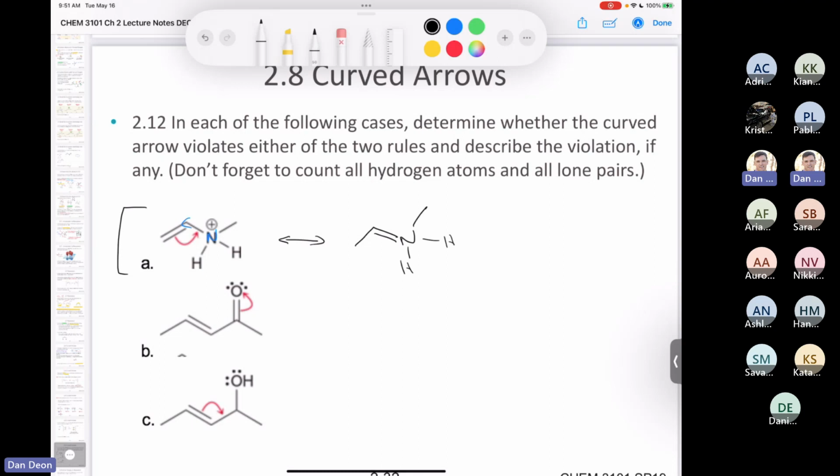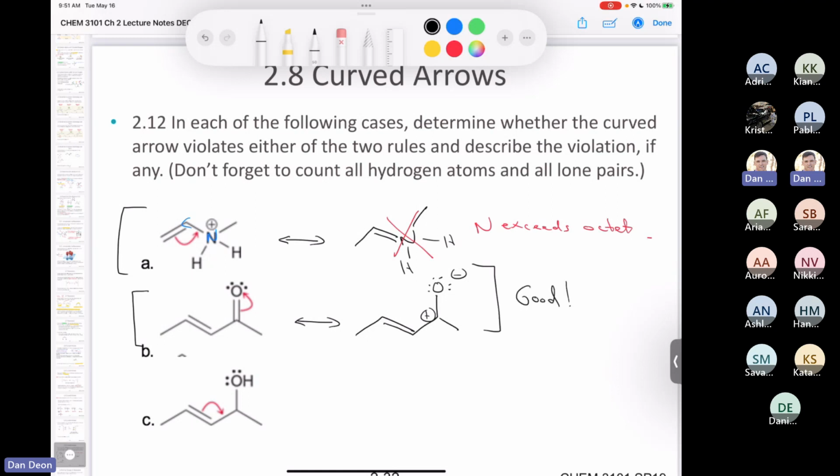What rule am I violating here? You can't have a nitrogen with 5 bonds. Thanks, Katana. That is just totally wrong. So nitrogen exceeds octet, and therefore, bad arrow. All right. What about the next one? Is the next one a reasonable arrow? Yeah, there's nothing wrong with the next one at all. I have a negative charge on my oxygen, and now my carbon has 3 bonds, so it's going to have a positive charge, and so this one is good. There's nothing wrong with that resonance structure at all.